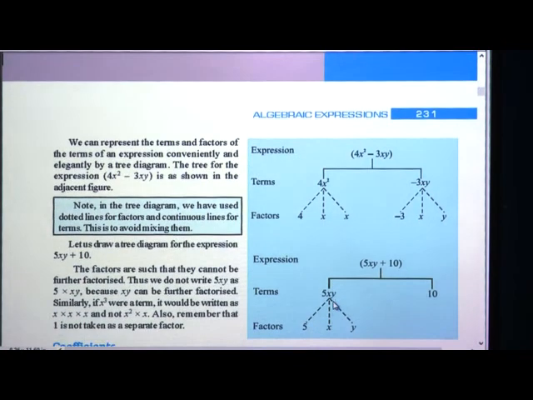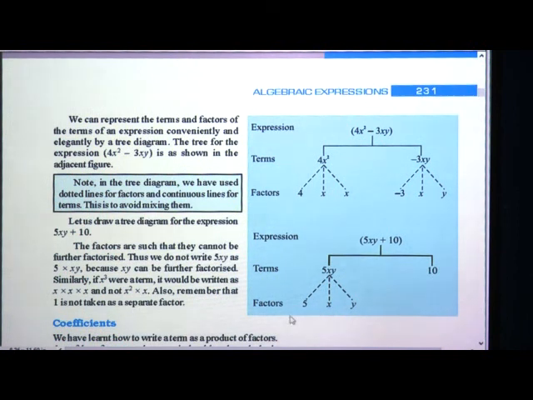We will see some examples here, so it will be easier to understand. This is the given expression, and we have to find out the terms. After finding the terms, we can go for the factors. You can see this tree diagram, it will be easier to understand.